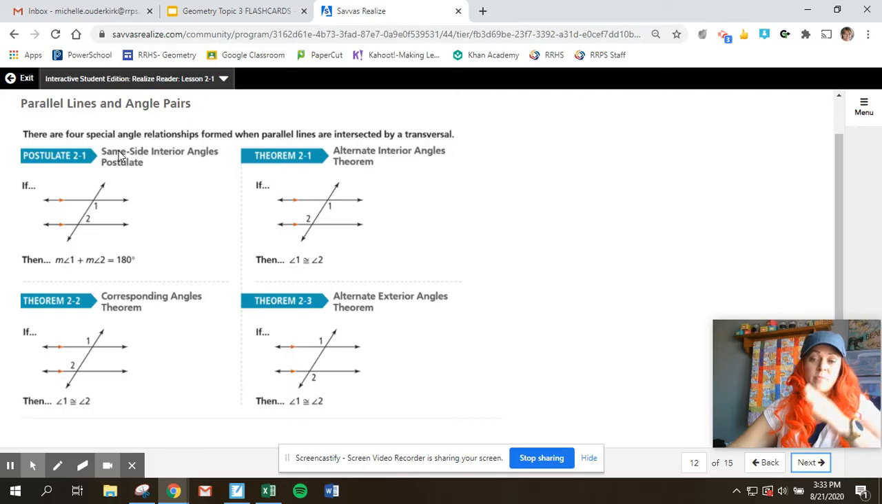So if lines are parallel, then same side interior angles add up to 180. If lines are parallel, then alternate interior angles will be congruent. If lines are parallel, then corresponding angles will be congruent. And if lines are parallel, alternate exterior angles will be congruent. Make sure you understand these rules. They're not going away. You'll know them hopefully back and forth soon, because they're going to keep coming back.